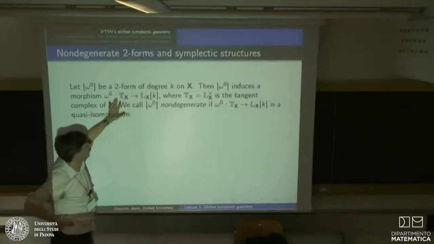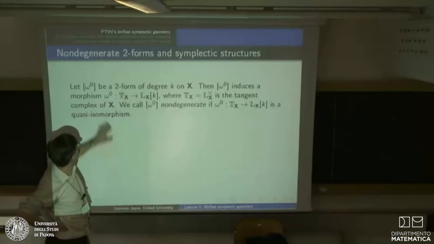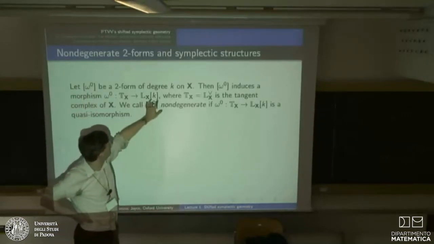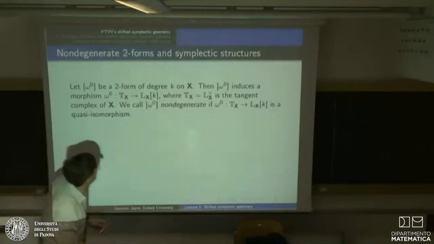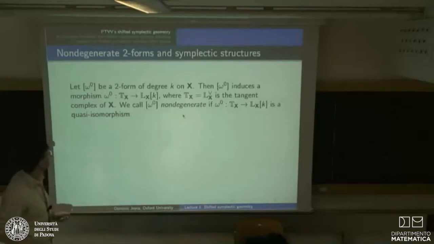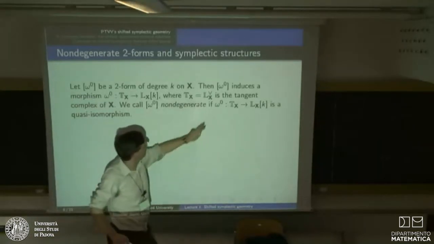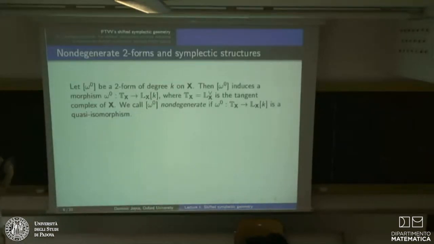So basically, this is the tangent bundle of the stack. This is the cotangent bundle of the stack. But because this is a degree k cohomology class rather than a degree 0 cohomology class, you get a shift here of k. So TX is just the dual complex to LX. And we call a two-form non-degenerate if this morphism of complexes is a quasi-isomorphism, that is, it's an isomorphism on cohomology.